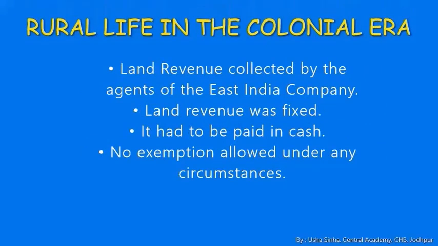Now, the rural life in the colonial era. After the Britishers came to India, things started to change in the Indian villages. The land revenue was fixed and had to be paid in cash. It began to be collected by the agents of the company, that is, the company officials themselves, and no exemptions were allowed in any circumstances, even if the crops failed.